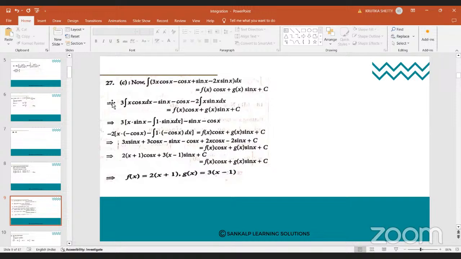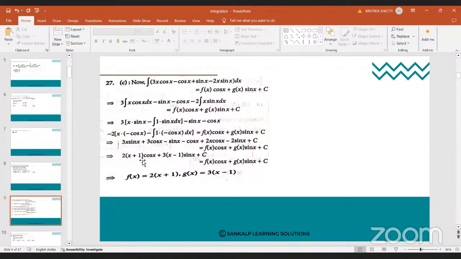On simplifying this, for the integration of x cos x we need to apply integration by parts. So x as it is, the integration of cos x is sin x. Next, the differentiation of x is 1, and the integral of cos x is sin x, dx. Similarly, minus sin x minus cos x will remain as it is, and then again we need to apply integration by parts here. So we get 2 into x times minus cos x minus the integral of 1 into minus cos x dx. On simplifying these terms, we get 3x sin x plus 3 cos x minus sin x minus cos x plus 2x cos x minus 2 sin x plus c.